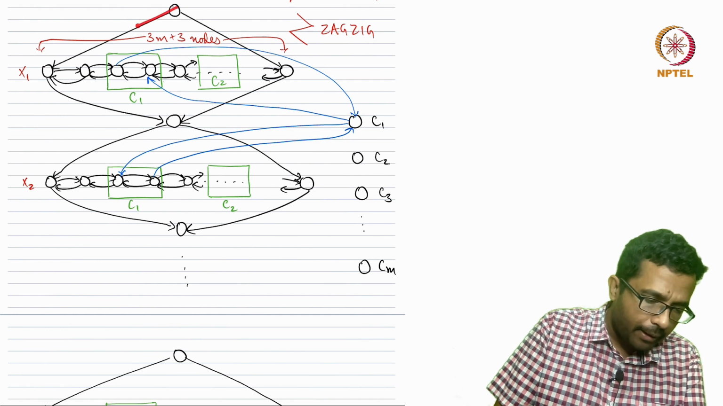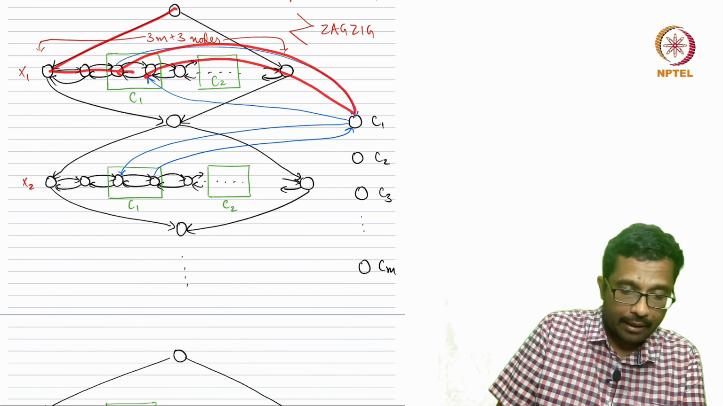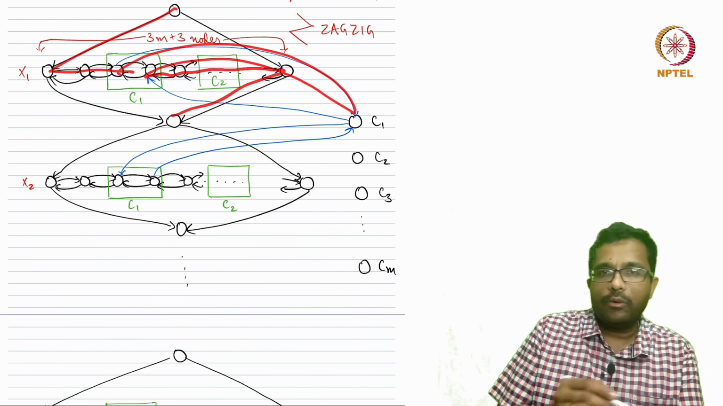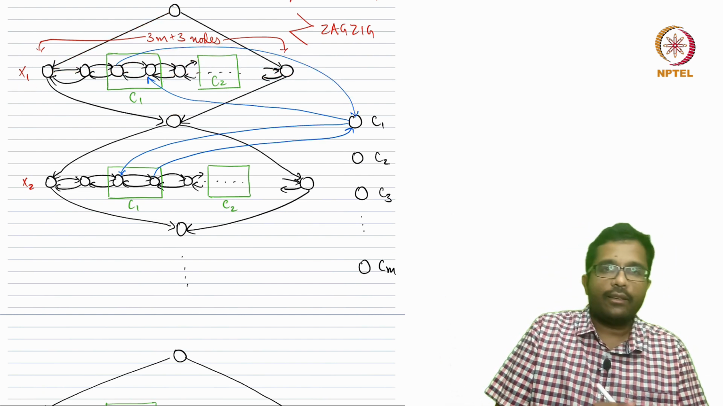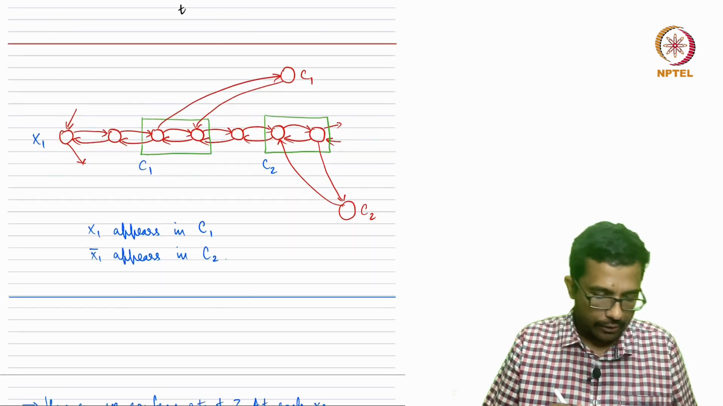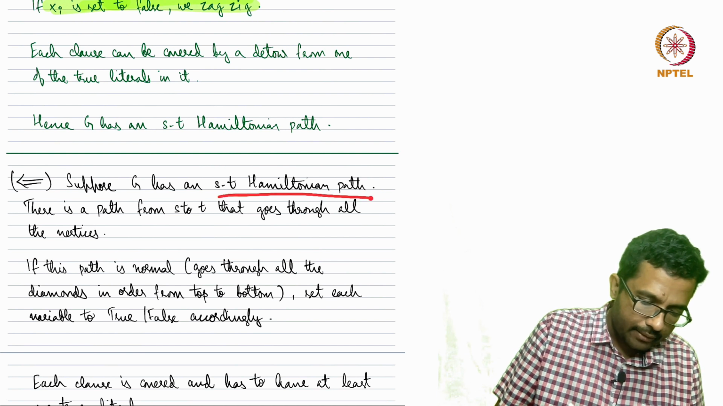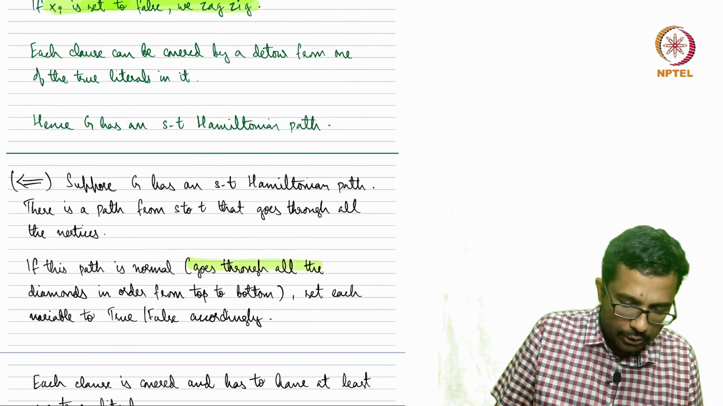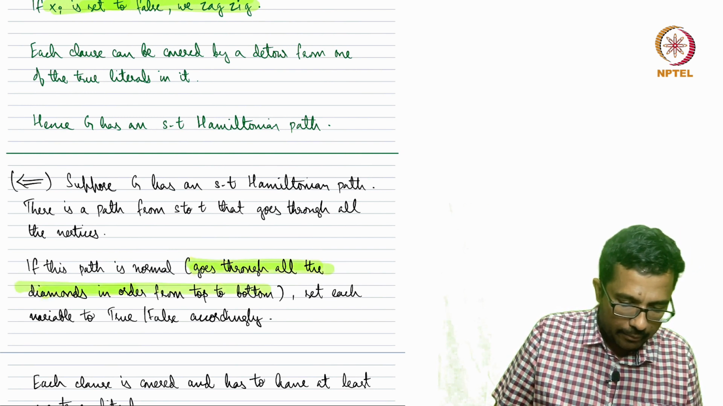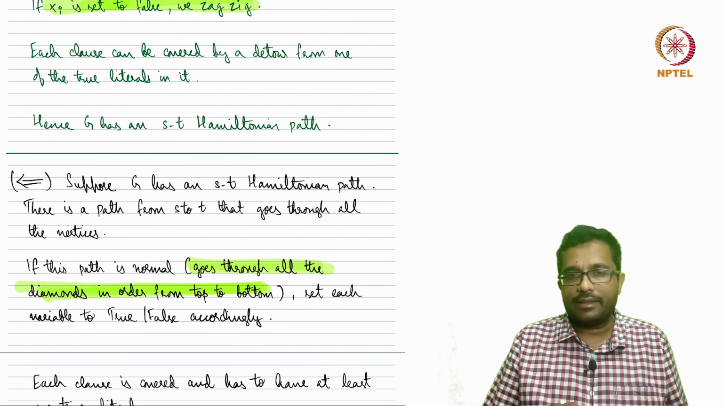If the path is of this form, where we start from the top, make a detour and come back to the same diamond and then continue, then we know how to generate the satisfying assignment. We set the zigzagging variables to true and the other zigzagging variables to false. Suppose G has an s-t Hamiltonian path. If the path is normal, meaning it goes through all the diamonds in order from top to bottom, then we set each variable to true or false as per the zigzag or reverse zigzag.